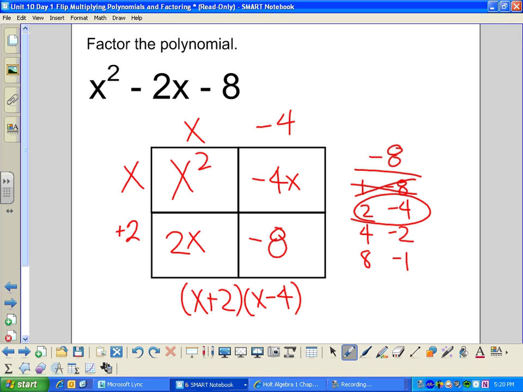Okay? Did you get what I got? I knew that because this was a negative number, one of these was going to be positive and one of them was going to be negative. Didn't know which was going to be which. That's why I kind of had to test it out and see.